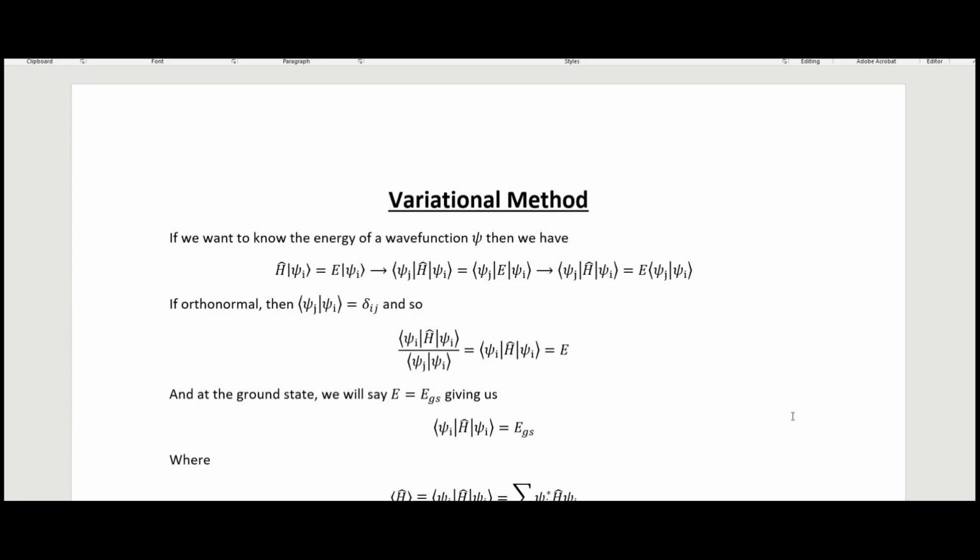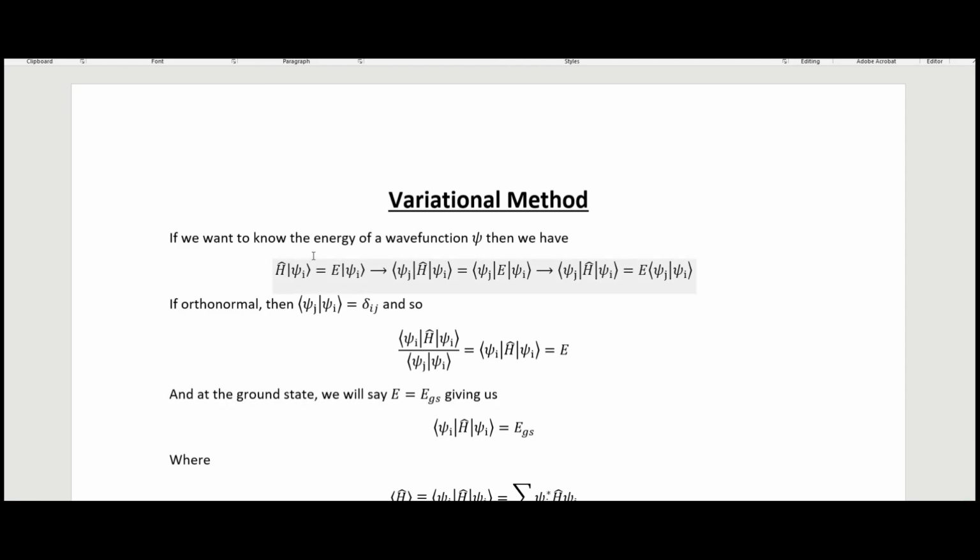In this video, I'm going to introduce the variational method, which is an approximation method used in quantum mechanics. And in the next few videos after this, I'll go through some more examples than just the one that I will use in this video.